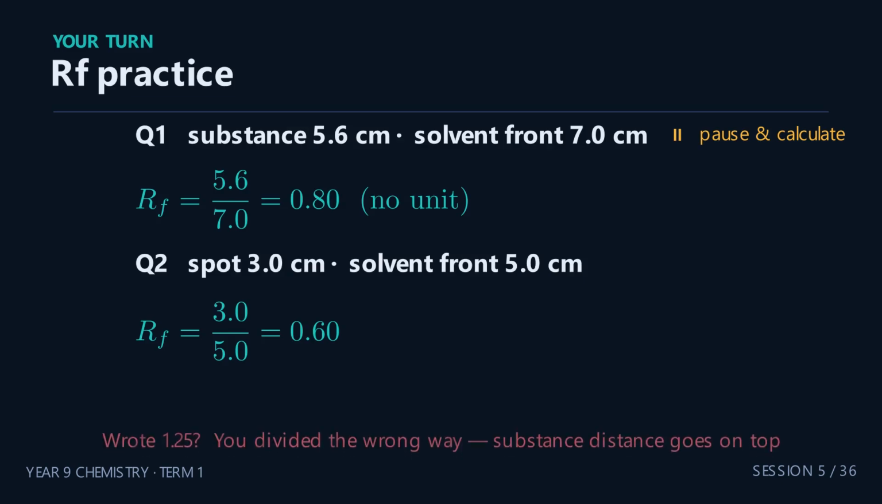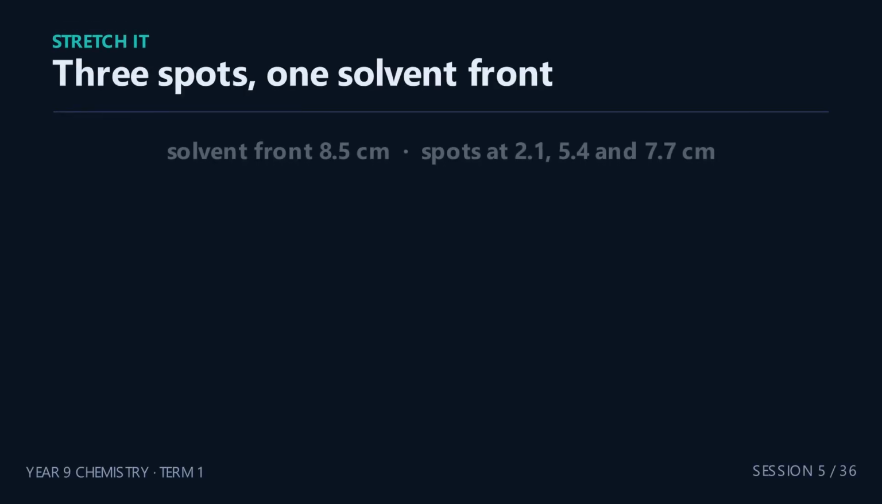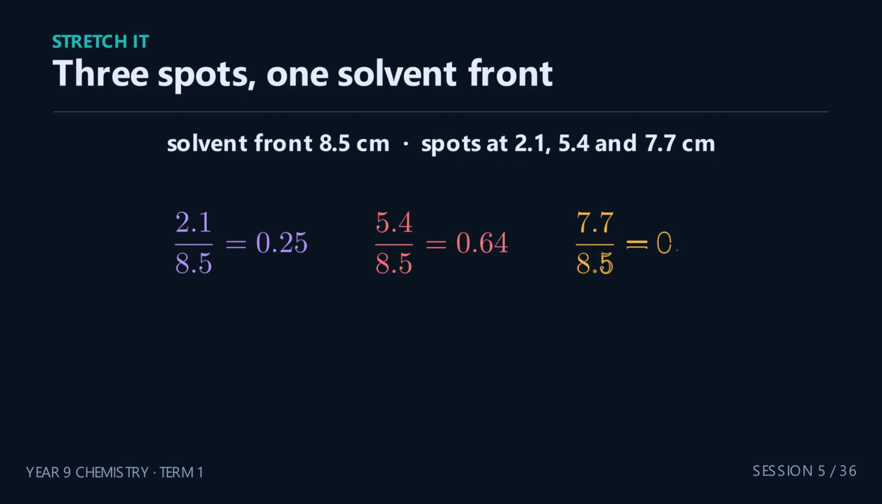If you wrote 1.25, you divided the wrong way around. The substance distance always goes on top. Let's push further. The solvent front moves 8.5 centimeters, and 3 spots move 2.1, 5.4, and 7.7 centimeters. Their RF values, 2.1 over 8.5 is 0.25. 5.4 over 8.5 is 0.64, and 7.7 over 8.5 is 0.91.